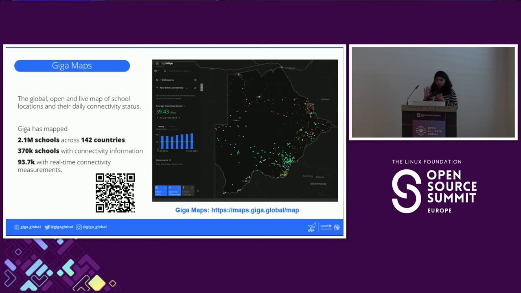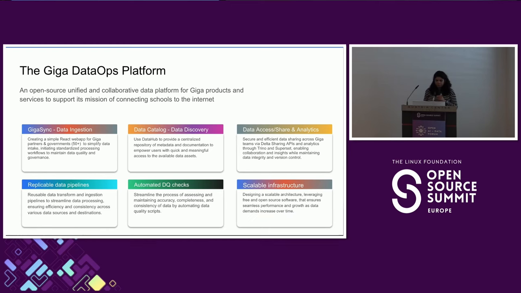And for about 93K schools, we are getting real-time connectivity data on a daily basis. And it's on a public map. So if you scan this QR code, you can actually see the data. And we also have the APIs and everything for you to query if you want.